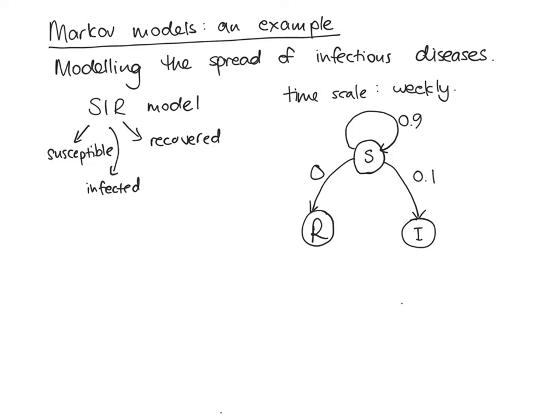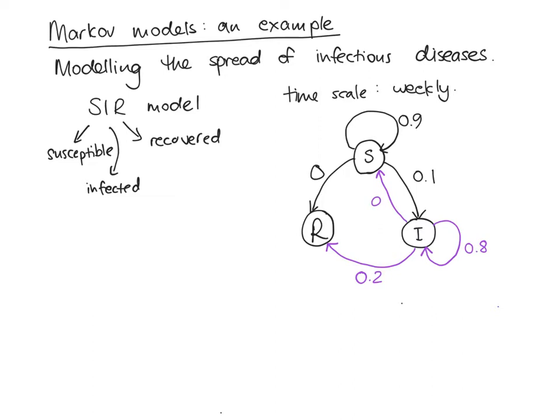Now let's have a look and see if it happens that you're infected, what happens 1 week later. Well, if you're infected, then we're going to say that you have a 20% chance of being recovered, but most of the time, that is 80% of the time, you're going to carry on being infected for another week. And notice that you can't go from being infected to being susceptible again, so our probability for that is 0.